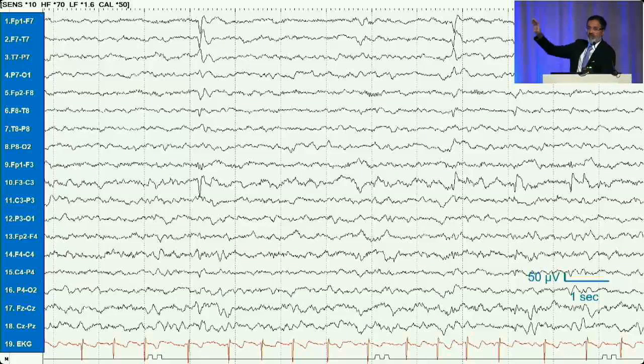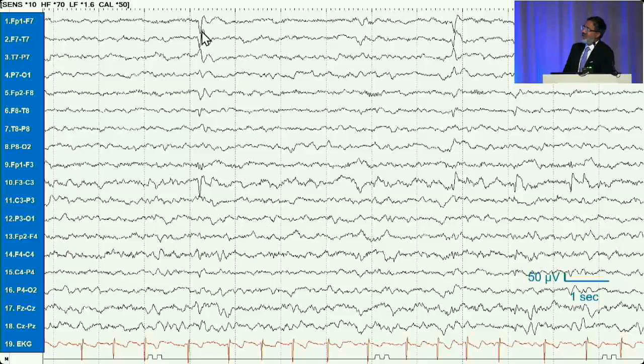This is the typical double banana montage that we see in North America. In Europe, they start with the right and then compare it to the left. That's the only difference typically. In this temporal chain, this double banana montage, it gives you really nice information about temporal activity.